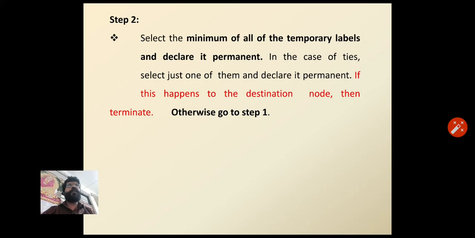If this happens to the destination node, then terminate. Otherwise, go to step 1. That means we again calculate the adjacent nodes, calculate the distances, check the minimum, and repeat until we reach the destination, or until we have calculated all the nodes. We can explain this algorithm with an example.